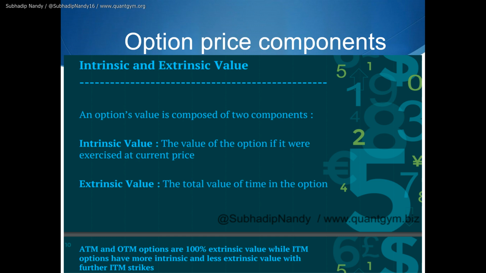So an options price has two components, intrinsic and extrinsic. There's no part of any Greek in this. Greeks do not constitute a component of an option price. What Greeks are, we will come to later. Now, ATM and OTM options are 100% extrinsic value, while in the money options have more intrinsic and less extrinsic value with further ITM strikes.